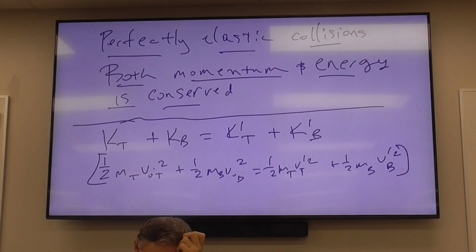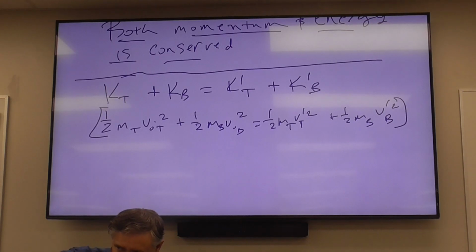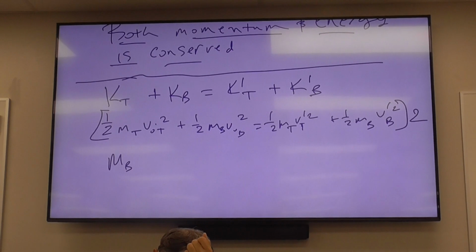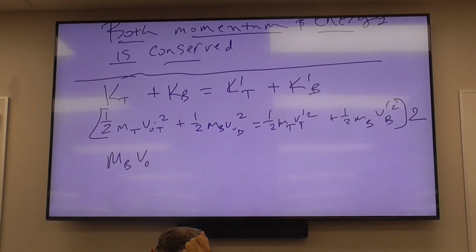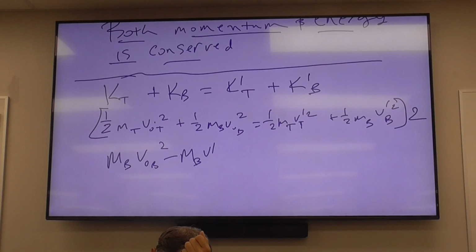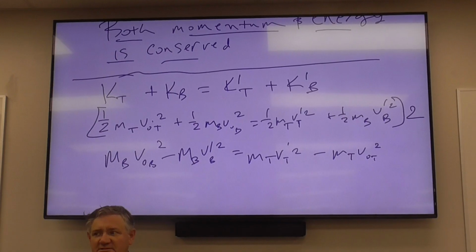Now, the next thing I want to do is get all the bullets on one side and all the targets on the other. So I've multiplied by 2, all my fractions are gone. So this is going to be the mass of the bullet times the initial velocity of the bullet squared minus the mass of the bullet times the new velocity of the bullet squared equals the mass of the target times the new velocity of the target squared minus the mass of the target times the original velocity of the target squared. Cool with this? Good.